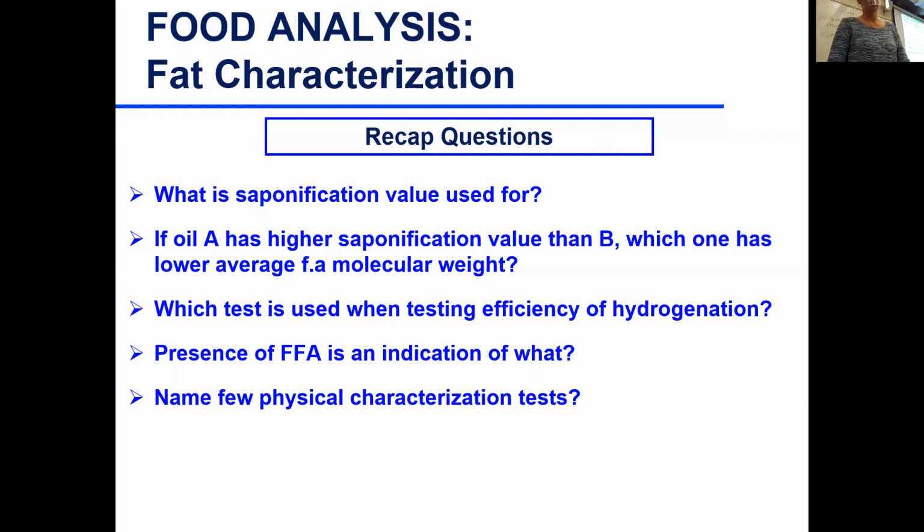Okay. Which test is used when testing efficiency of hydrogenation? Remember? What happens during hydrogenation, Zoe? The iodine value. Yes, because the iodine value is a measure of degree of unsaturation. During hydrogenation, we hydrogenate. So we add hydrogens to the double bonds. Yes?